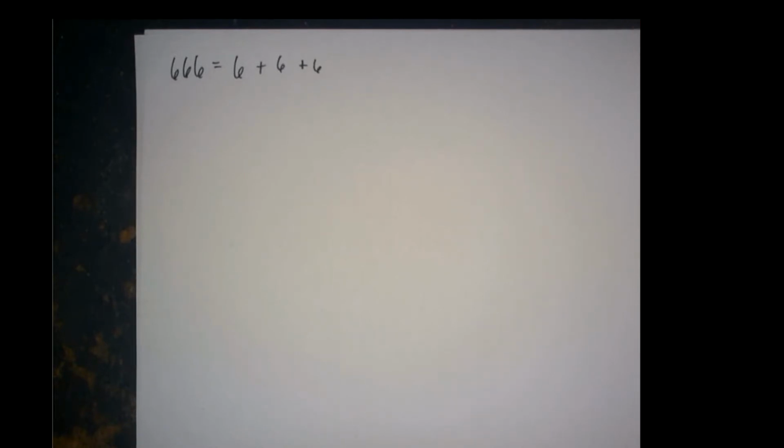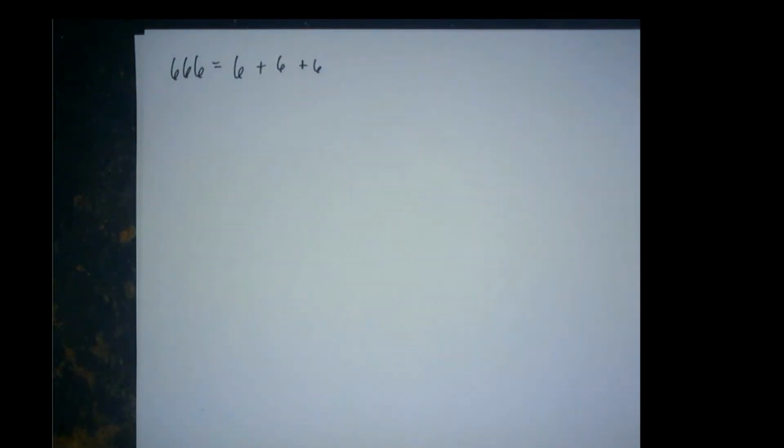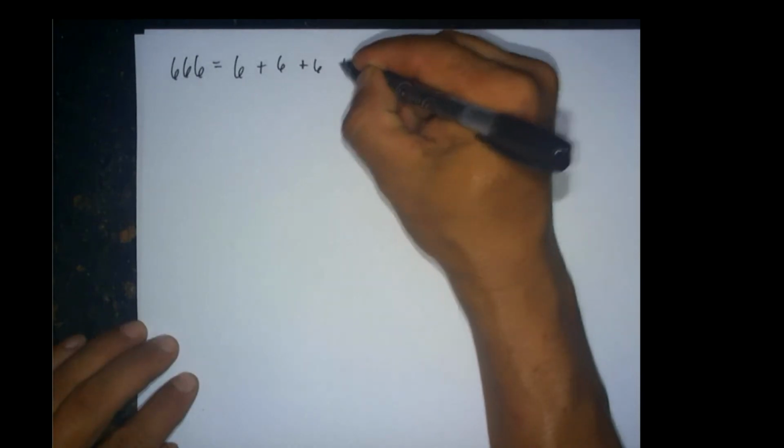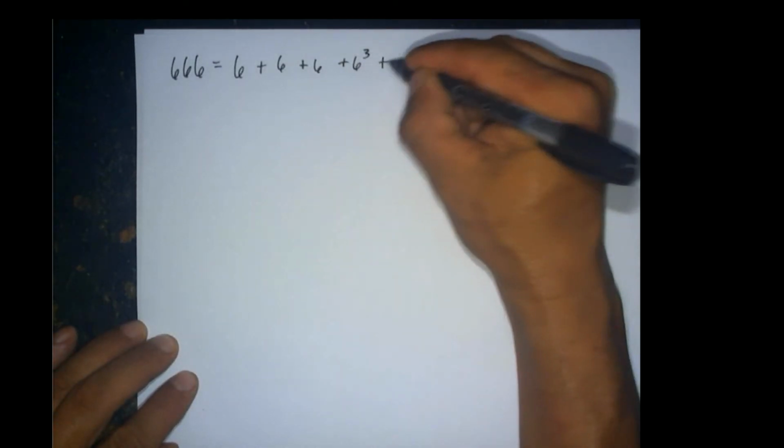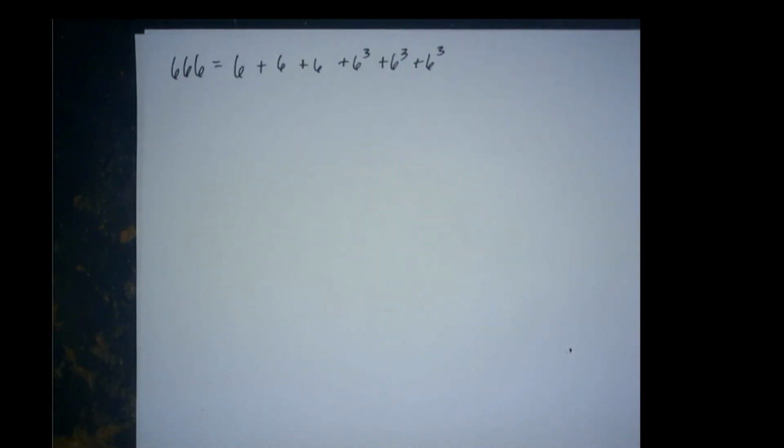The numbers are too tiny on my screen. Okay, now they're going to be too big, but that's alright. 6 plus 6 plus 6, plus 6 cubed plus 6 cubed plus 6 cubed. That's one fun fact.